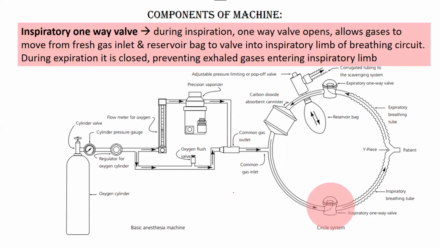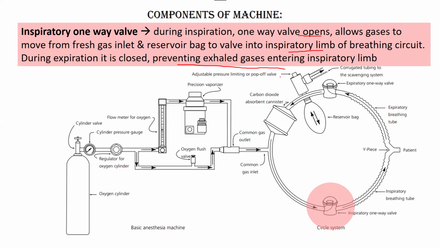Next we have the inspiratory one-way valve. Inspiratory one-way valve functions during inspiration. The one-way valve opens, allowing gases to move from the fresh gas inlet and reservoir bag through the valve into the inspiratory limb of the breathing circuit. During expiration, it is closed, preventing exhaled gases from entering into the inspiratory limb.